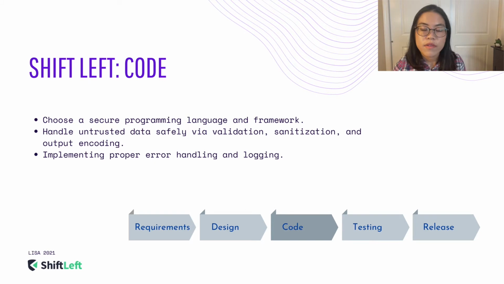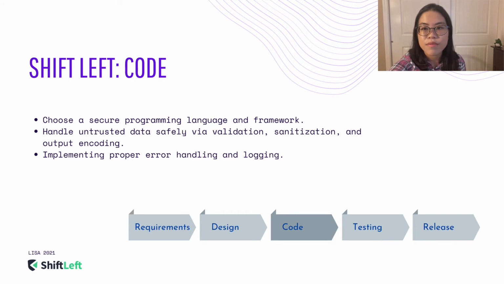And for the next step in the process, the coding phase, you can put in place measures that ensure that application development is being done securely. The first thing to do is to choose a secure programming language and framework. And you can also implement policies and guidelines of how to handle untrusted data safely via validation, sanitization, output encoding, and so on. And you should also put in place guidelines of how to implement proper error handling and logging in the application.